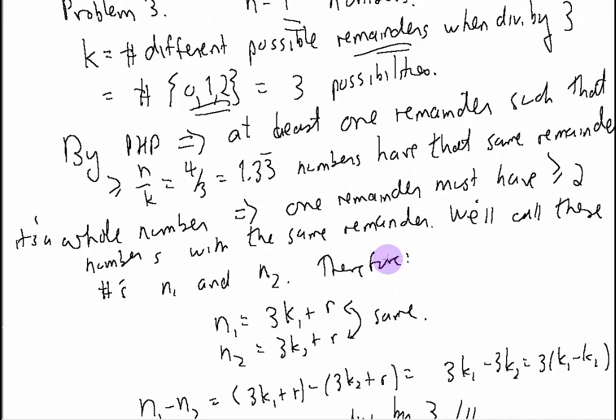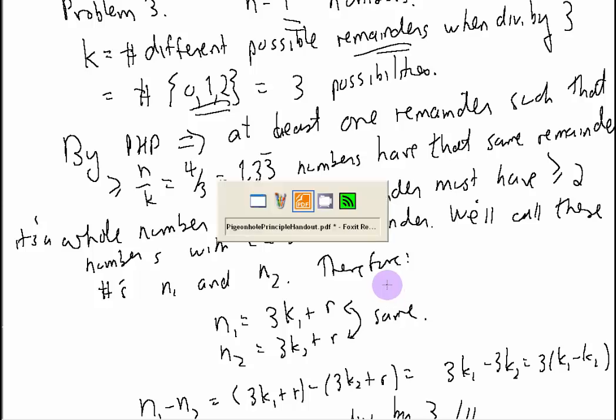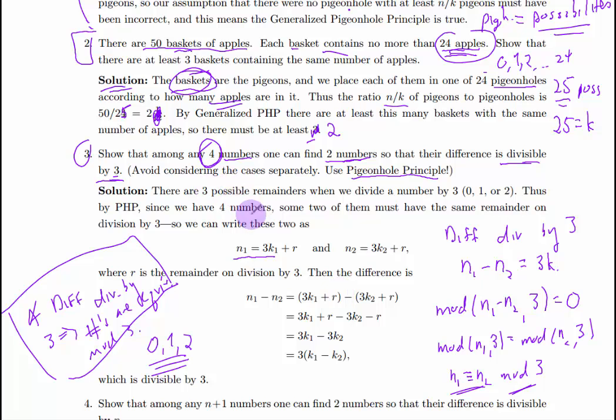Okay, so let's compare my proof with his proof. What does he say? Okay, so there are 3 possible remainders when we divide by 3: 0, 1, or 2. So there's your pigeonholes. And since we have 4 numbers, some 2 of them must have the same remainder on division by 3. We can write these 2 numbers. Here he has exactly the same notation that I have. What a coincidence. Okay, then the difference is divisible by 3.